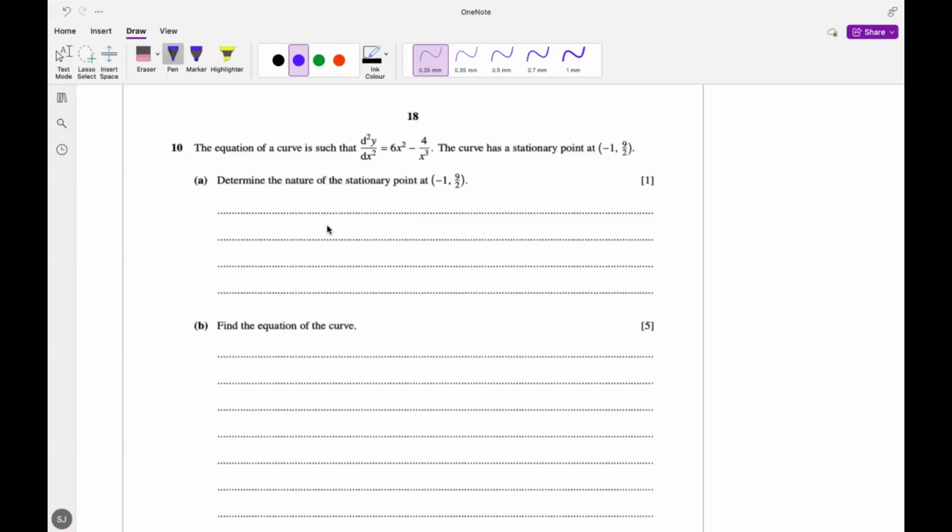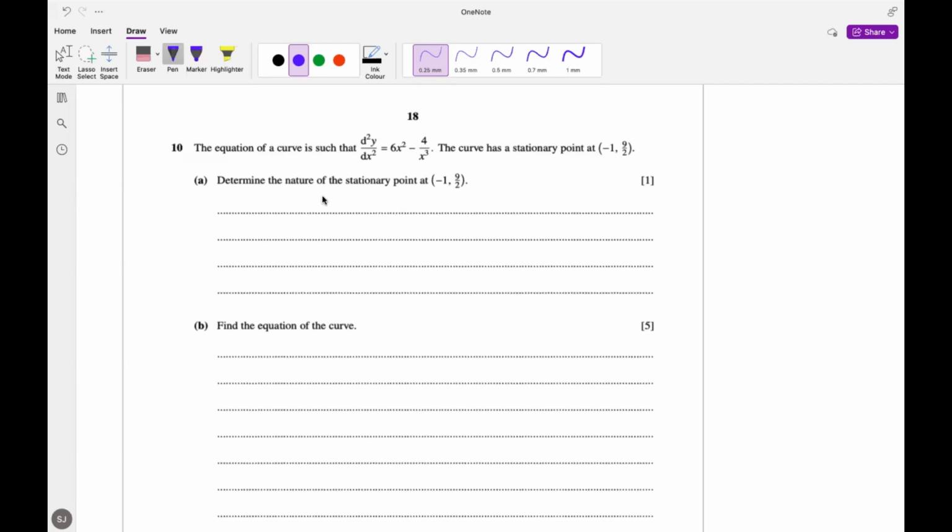In question 10, the equation of a curve is such that the double derivative d²y/dx² is 6x² minus 4/x³. The curve has a stationary point at (-1, 9/2). In the first part, we have to determine the nature of the stationary point at (-1, 9/2).